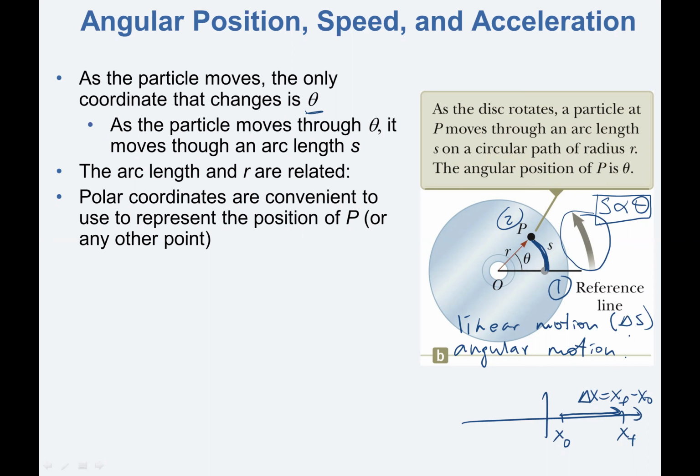That means whenever I'm doing angular motion, I'm going to be doing it in terms of changing this theta. Okay, so that's why polar coordinates are convenient to use to represent the motion of P or any other points. Because for example, let's say I freeze at point 2, I wait until it moves here and then I freeze. Let's say this is point 3. All right, so what is the linear displacement? You can see this is exactly half of the circumference. So I can say that this is half a circumference.